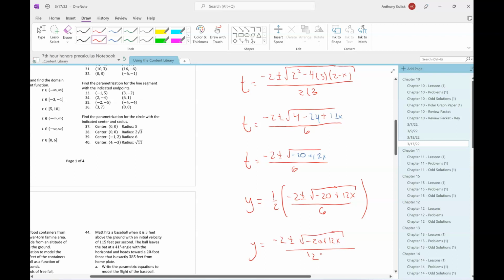Again, inside the radical, could I pull off a factor of 4 and then square root that and reduce the fraction a little bit? Yeah, I guess, sure, whatever. But we did the hard part.